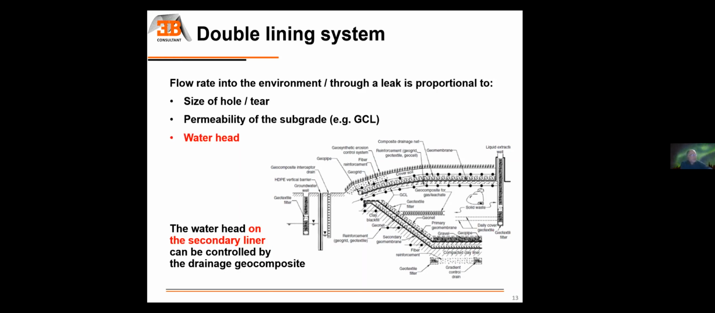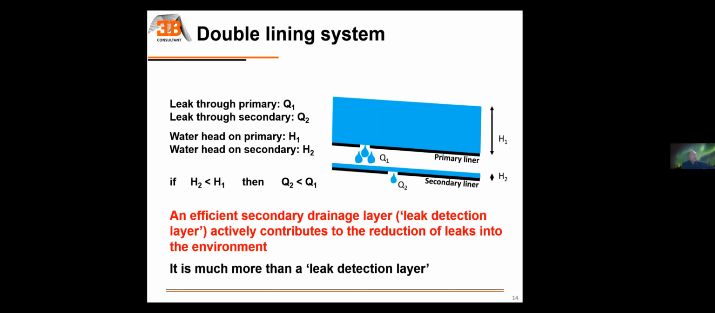So in these structures, the drainage layer is often called the secondary drainage layer, the one which is installed between the two geomembranes, is often called the leak detection layer. And I think that's probably a description which should be reconsidered. It is indeed a leak detection layer, but the primary function of this layer is to reduce the water head that can apply on the primary liner.